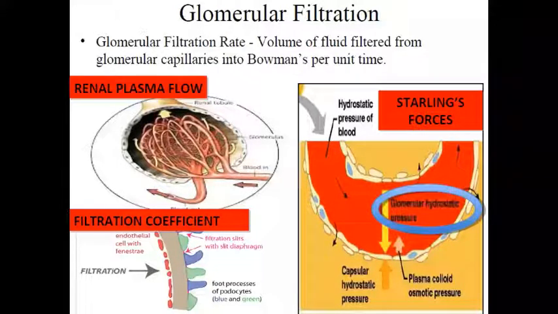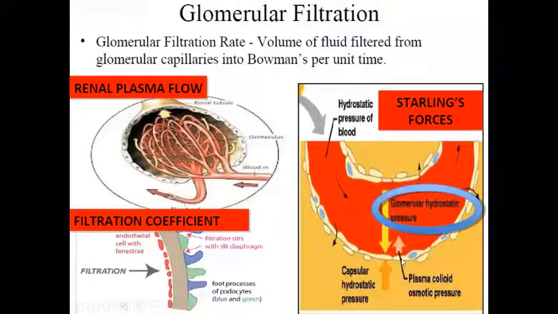The other factor that you need to pay attention to is the polarity, or the charge, of the filtration membrane. The filtration membrane is composed of endothelial cells, and the endothelial cells are covered by some glycoproteins and also other proteins that are covering them.